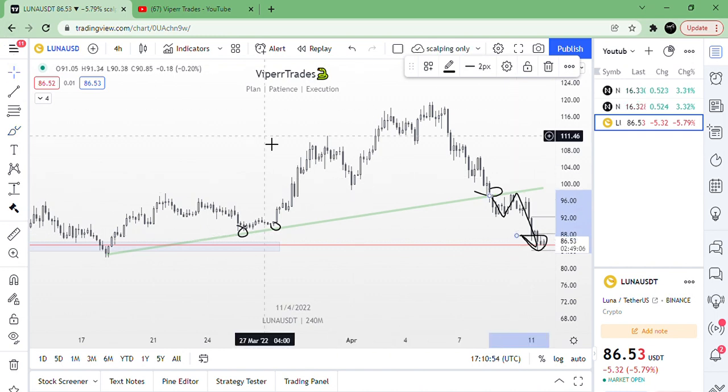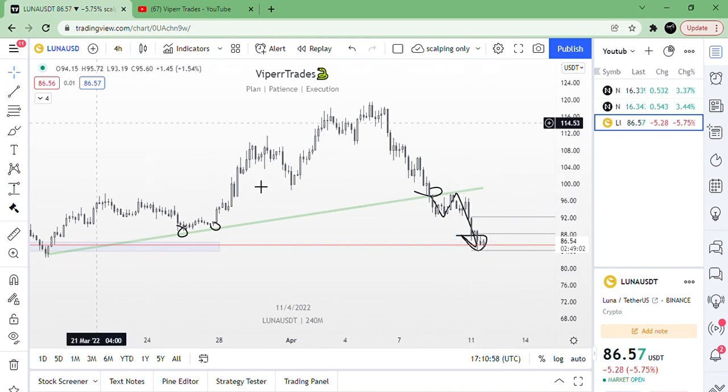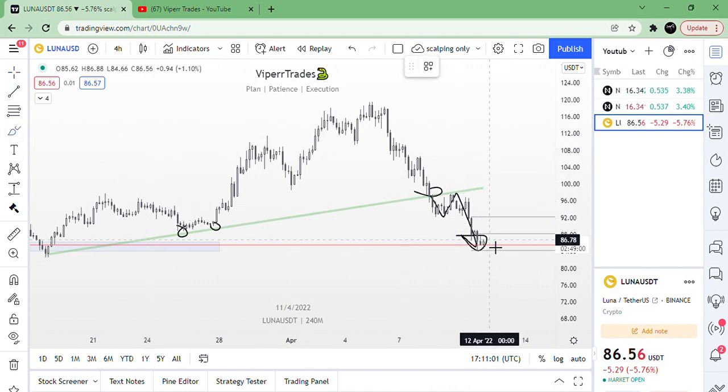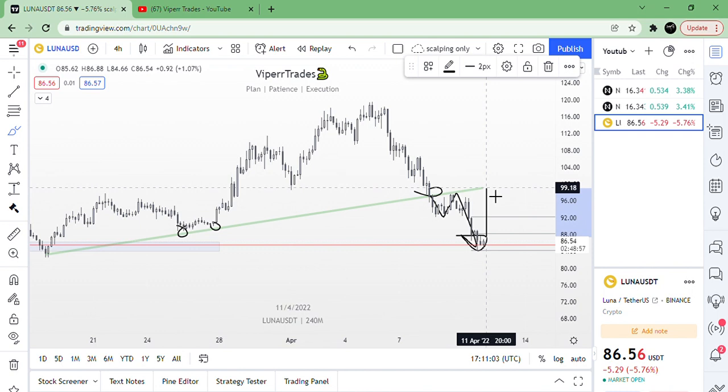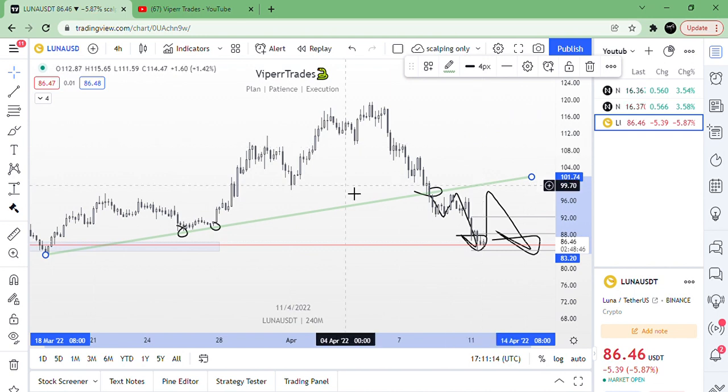So you can see that straight away. You can see how it works. So this old support has now become resistance. So now if Luna was to come back up now, you would expect this level here at around $99 to act as some sort of resistance, and you expect price to push away if it fails to reclaim this level here. So you can see how that works straight away.